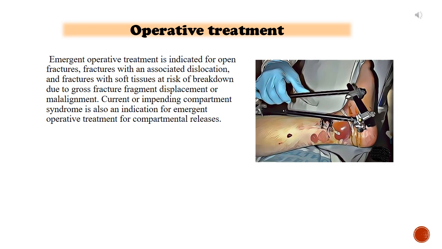Operative treatment. Emergent operative treatment is indicated for open fractures, fractures with an associated dislocation, and fractures with soft tissues at risk of breakdown due to gross fracture fragment displacement or malalignment. Current or impending compartment syndrome is also an indication for emergent operative treatment for compartmental releases.